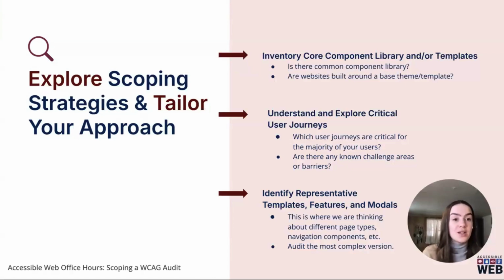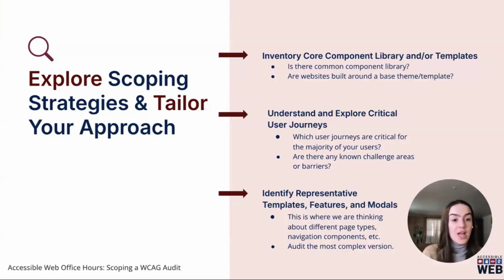Next, you want to understand and explore those crucial user journeys. This comes into play, especially when we talk about prioritization, but keeping key user journeys in mind when establishing a representative sample can really help you think about what we should tackle first. This will also help you ensure you aren't missing important steps in the user journey and aid in refining the scope later on.